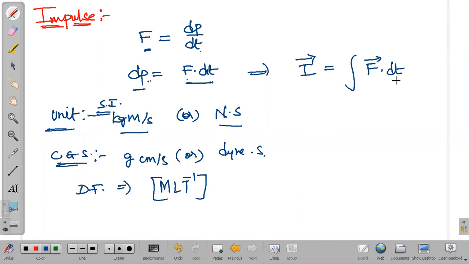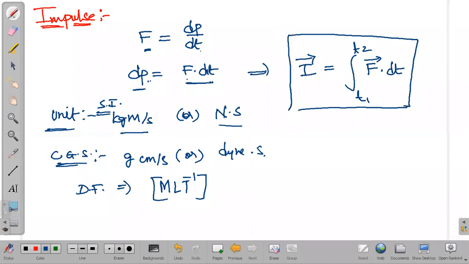Now, as it is taken in terms of time, t1 to t2 we will take. I spoke about integration when I was speaking about equations of motion by the calculus method. There I spoke about integration and differentiation in short, right? So that is how we write an expression for impulse in integral form. So this is the impulse expression mathematically, along with the unit and dimensional formula.